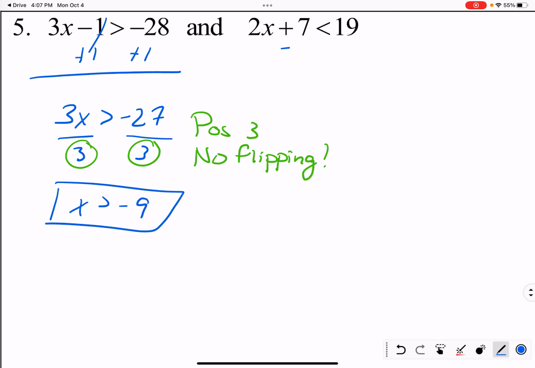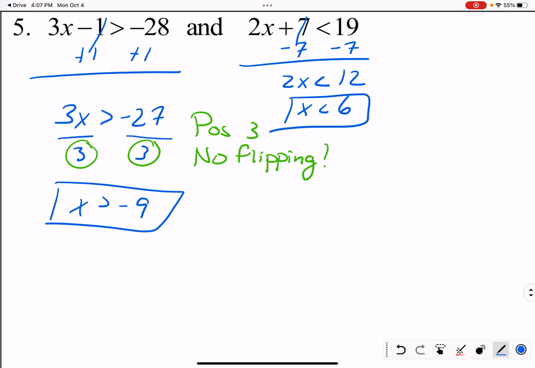And then the other piece is, let's subtract 7 from both sides. So we get 2x is less than, what's that? 19 minus 7, what's that, 12? So then x is less than 6. Okay, so I need a case.